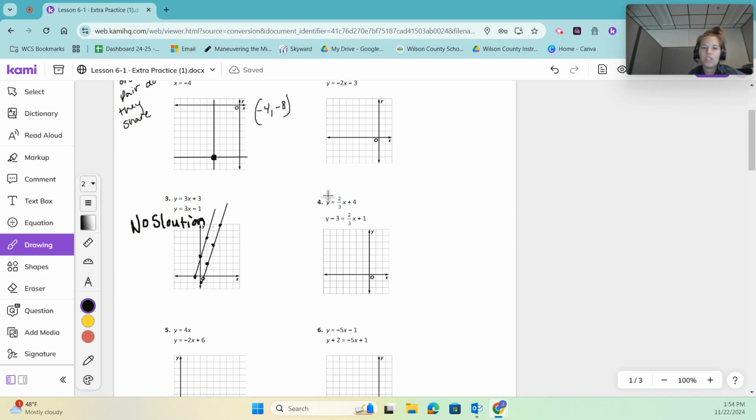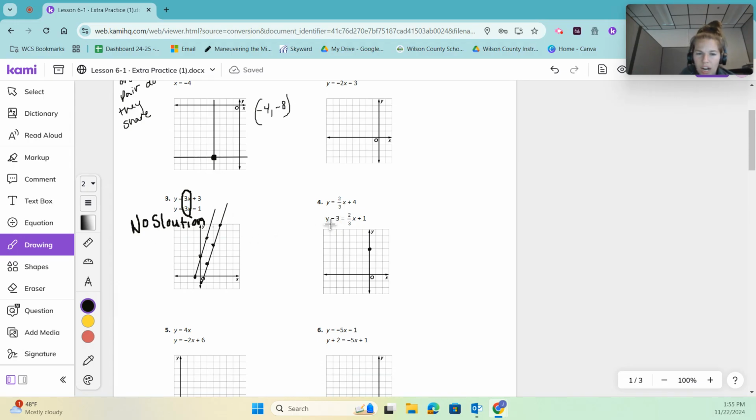Okay, let's try another one. Right here I have 4 as my y-intercept. It's really important when you're graphing these lines that you make them pretty accurate, or else you might miss these things. You can see here though that the slope is exactly the same. So that is going to tell you that they're either the exact same line or that they're not going to cross.